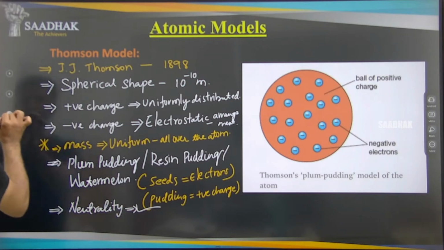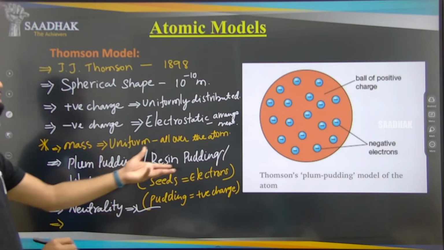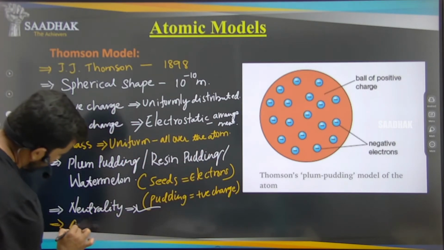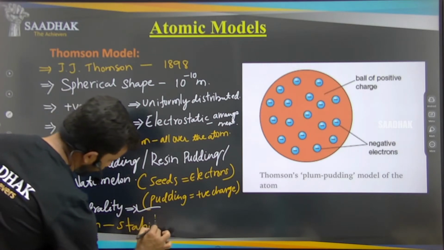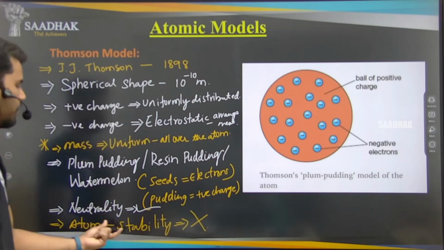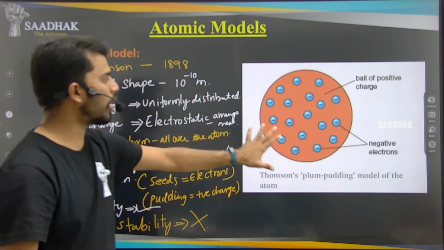But one of his drawbacks is how the atom is able to be stable. There is no explanation for the stability of this atom. So this is one of his drawbacks. Okay, so this is the Thomson model.